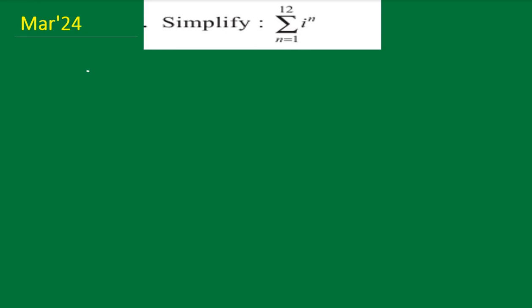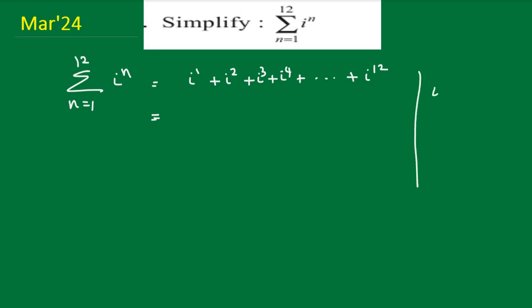The next question, simple question: given sigma n is equal to 1 to 12, i power n is equal to, first let us see, i plus i square plus i cube plus i power 4. This is equal to i plus i square is minus 1, i cube is minus i, i power 4 is 1, which gives us 0.